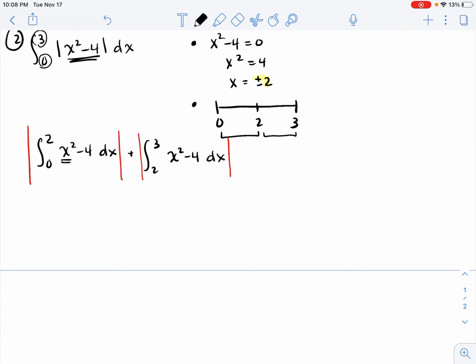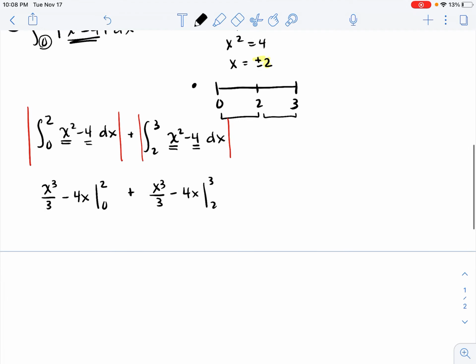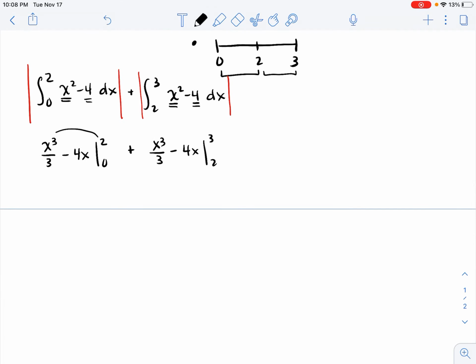Ready? The integral of x squared is just x cubed over 3 minus the integral of 4 is 4x evaluated from 0 to 2. Then plus the integral of x squared is x cubed over 3 minus the integral of 4 is 4x evaluated from 2 to 3. This is actually kind of pretty ugly, but we can do it. So if I plug in the 2, that's going to give me 2 cubed over 3, which is really 8 over 3, minus, and then 4 times 2 is 8. Okay, so it's 8 over 3 minus 8.